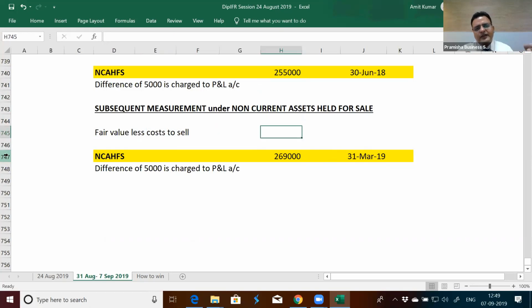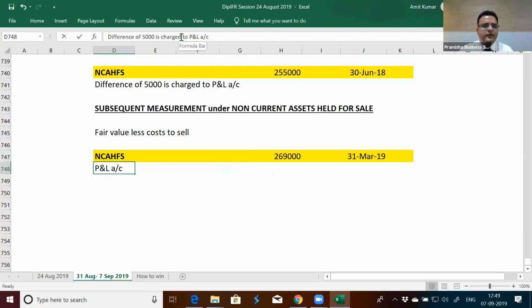We'll not compare it at lower of the two on the date of balance sheet or date of reporting. Subsequent measurement is at fair value less cost to sell only. We will not have to be emotional about why the price has increased. It can increase, it can decrease. Whatever happens, the difference is taken to P&L. Even if it increases, we'll take the difference to P&L. Even if it decreases, we'll take the difference to P&L. How much difference to P&L? 9 plus 5, 14,000 credited to P&L this time.